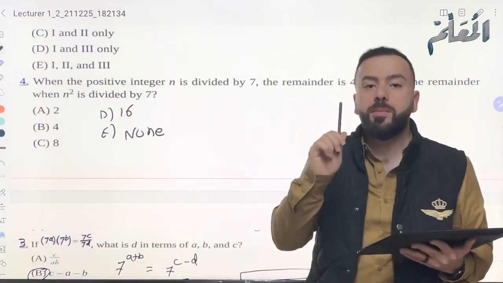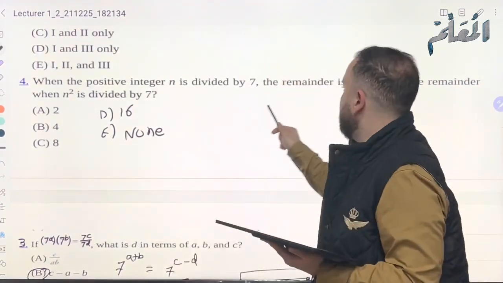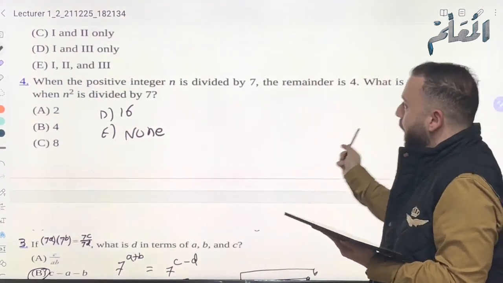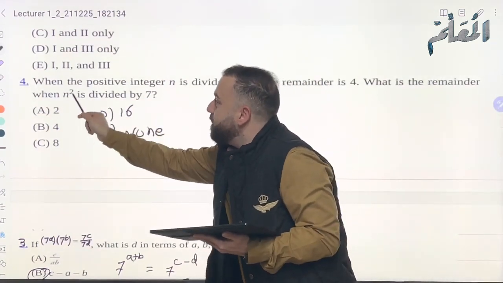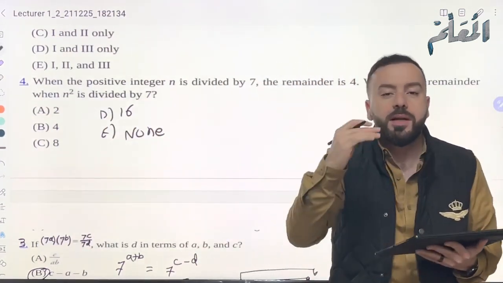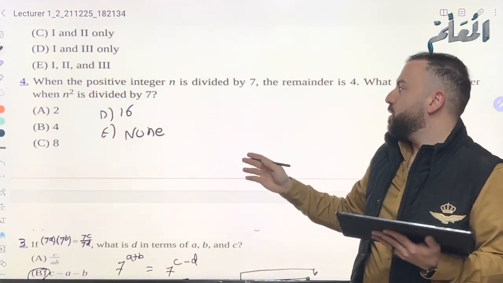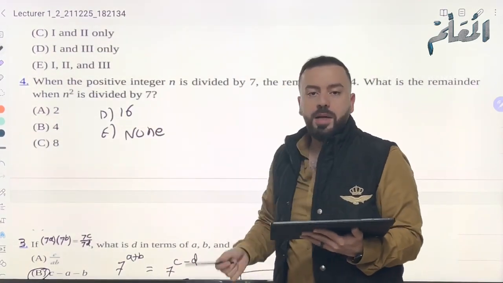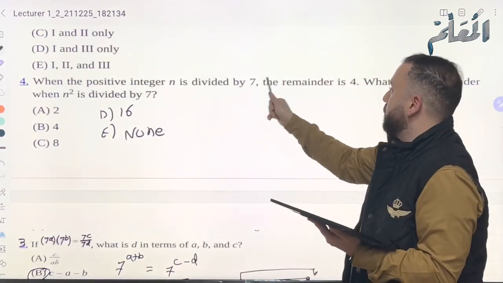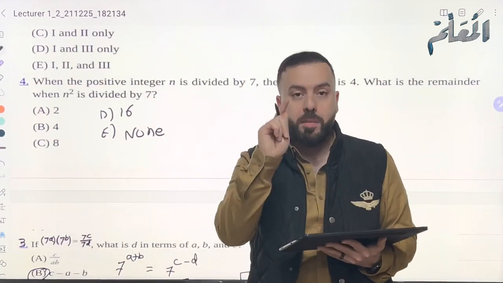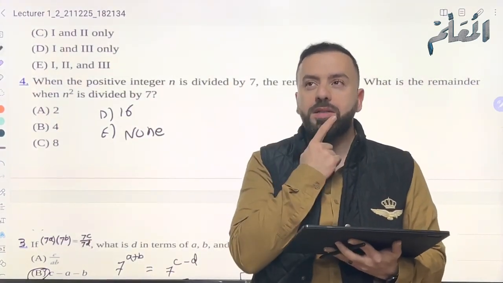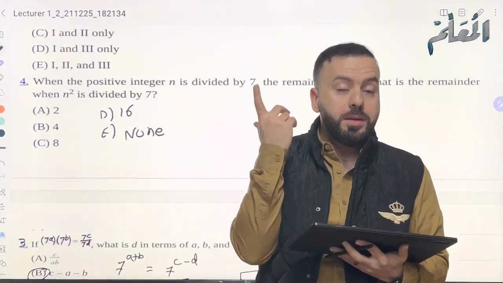So, just remember something. Before the question tells me what the remainder is when n squared is divided by 7, just keep it for the last stage. Let's start with the first stage. First stage, what is n? It's a number that when I divide by 7, it gives me remainder 4. Remember something: 7 divided by 7 is 1.